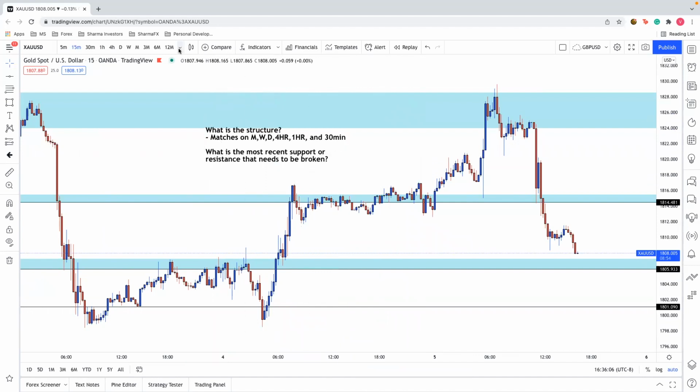I also use the 12-month and the quarterly for even higher time frame analysis. But if you have the free version of TradingView, you're probably only going to have access to the 1 month. So that's perfectly fine as well.